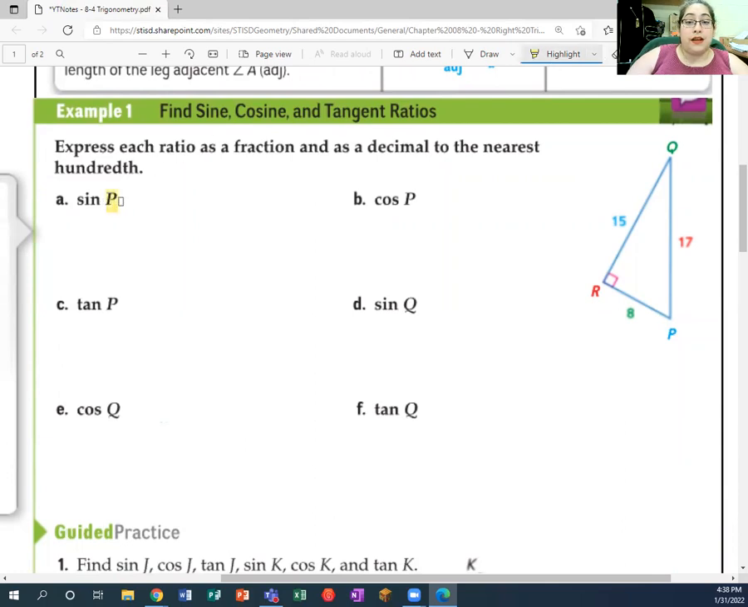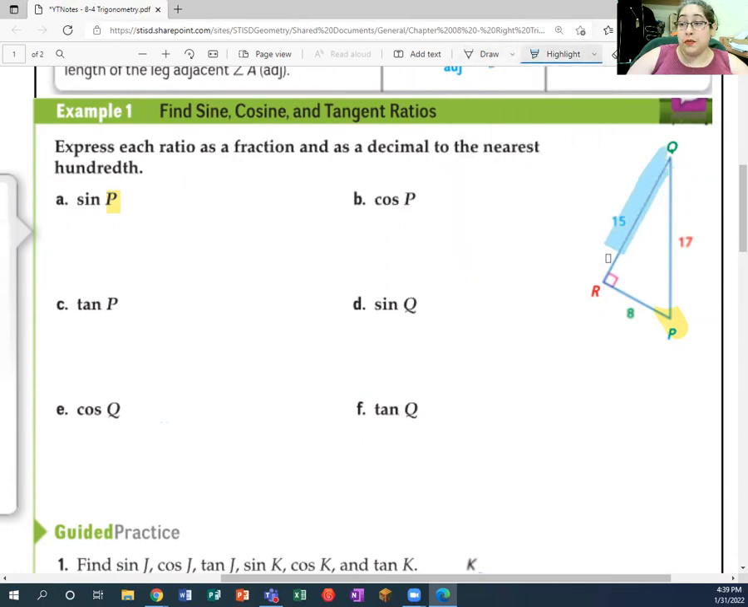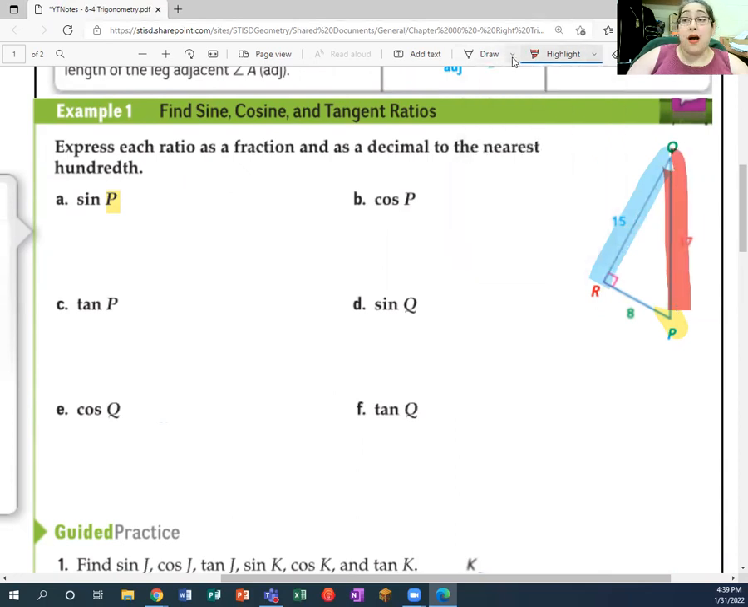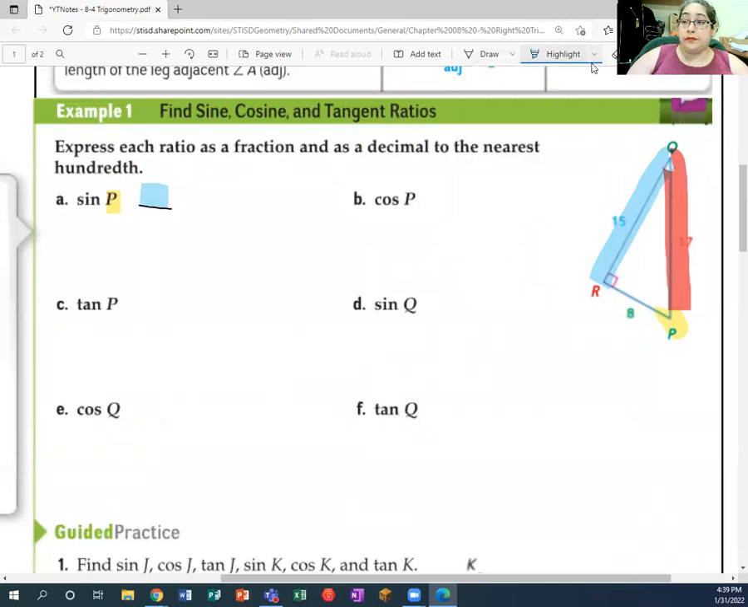All right, we've been asked to find the sine of angle P. Here's angle P, and so I need to look for the side opposite angle P, which is this one, and the hypotenuse of the right triangle, which is this one. And so I can write that as a fraction, opposite over hypotenuse. Opposite angle P is 15, and the hypotenuse of this triangle is 17. And so as a fraction, that is the sine of P.